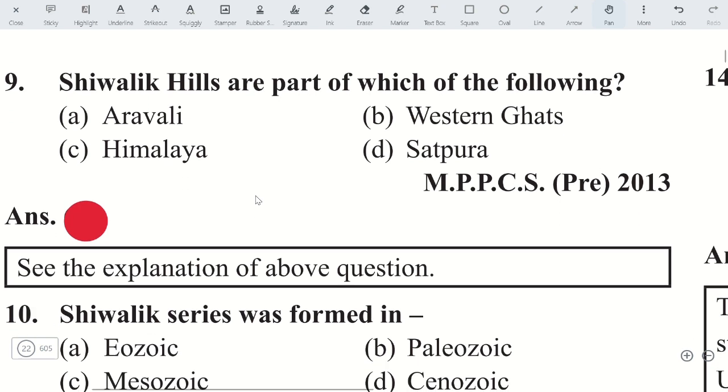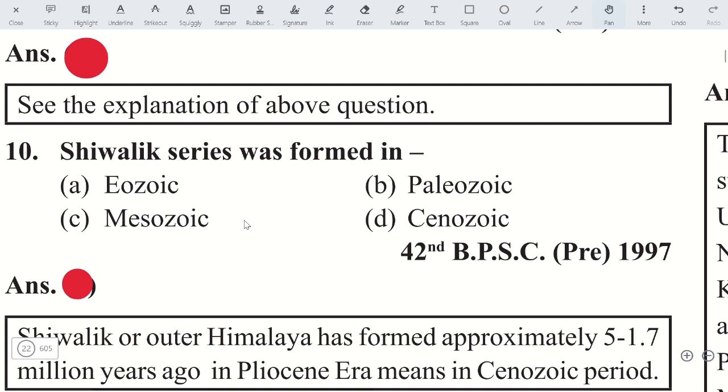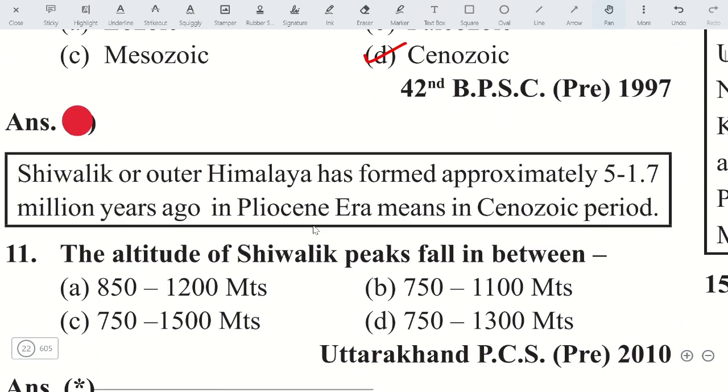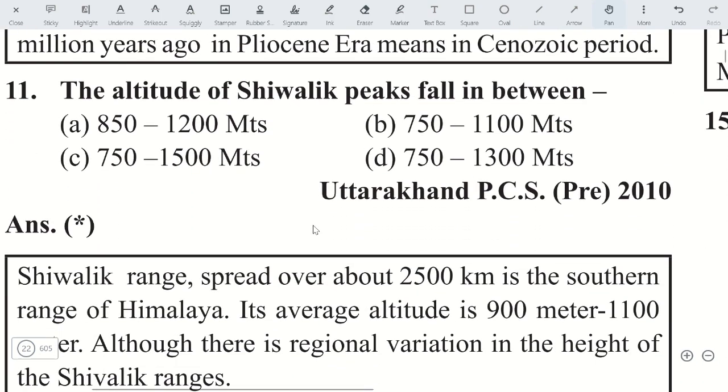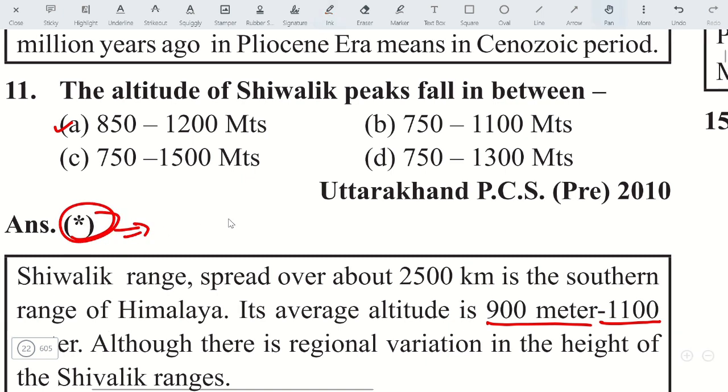Shivalik hills are part of which of the following? Shivalik hills are part of Himalaya. Very simple question. The Shivalik series is formed in the Cenozoic era actually. Cenozoic period, that option will be correct. Next, the altitude of Shivalik peaks falls in between. Actually, it falls between 900 to 1100. Then the most appropriate answer will be A, but there is some confusion, so they have not given any answer. Let's move on to the next question.